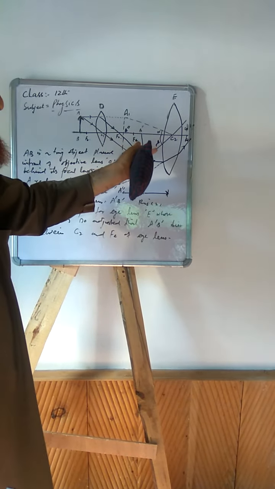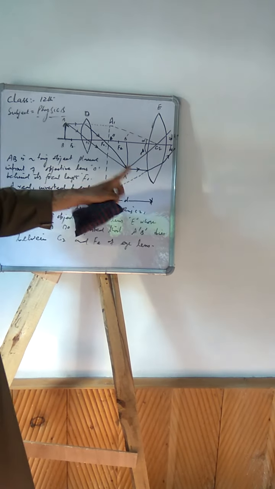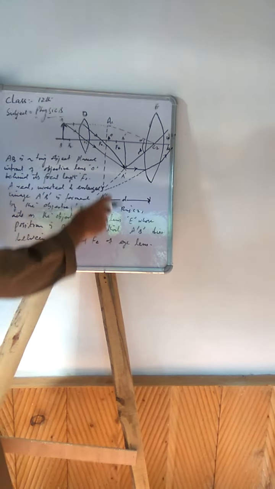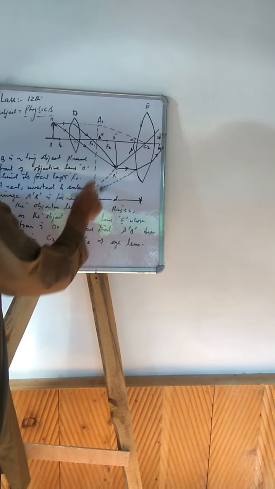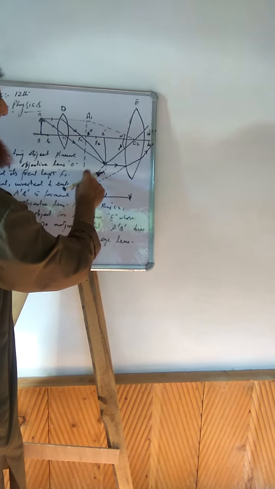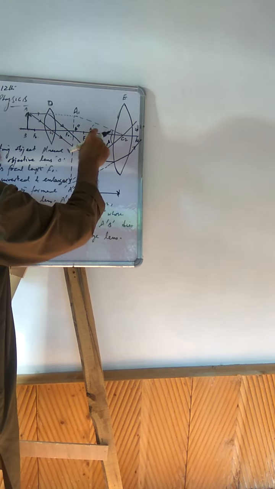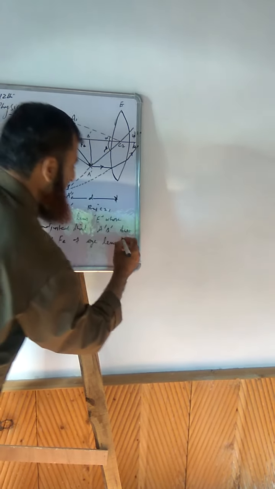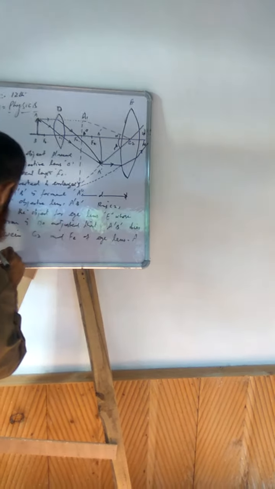Now the object lies between the focal length and the optical center. So the image is formed, looking here, at a large distance. Now A double dash B double dash is the virtual and magnified image of the object A dash B dash formed by the eye lens.